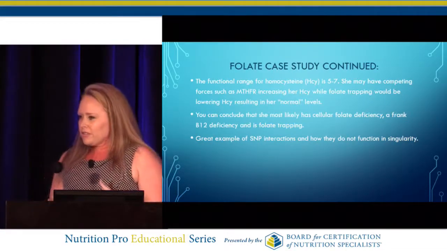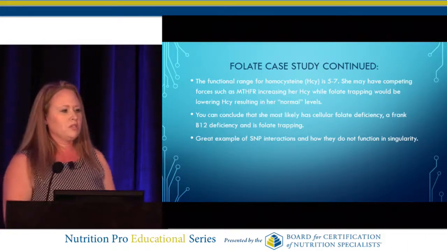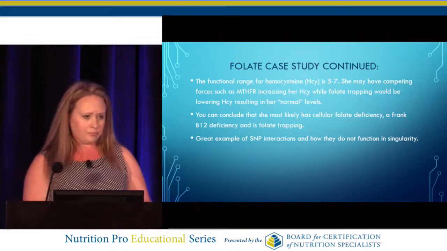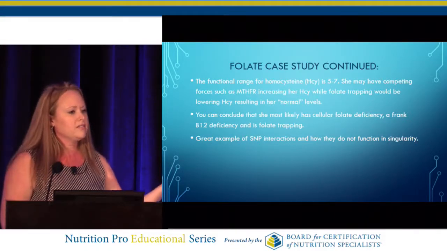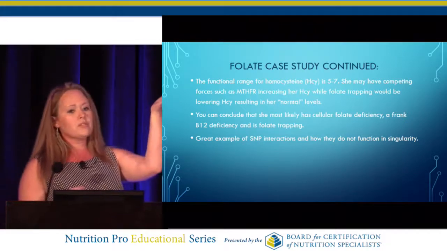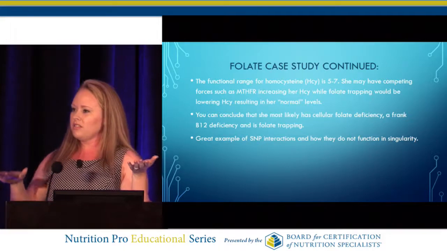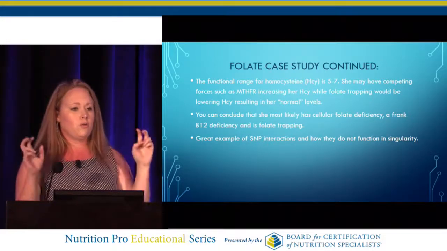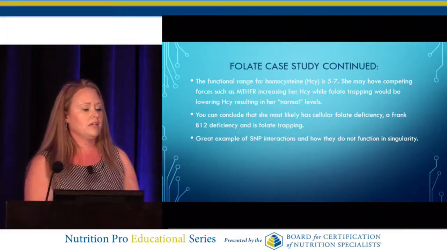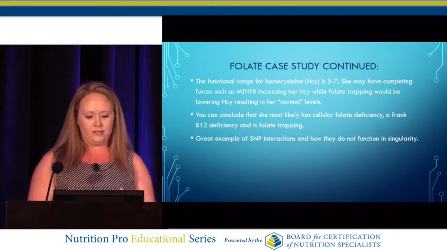There are functional ranges. So we have laboratory ranges and functional ranges. The functional range for homocysteine is between 5 and 7. So she may actually have MTHFR C677T, which would be increasing her homocysteine levels, while also folate trapping, meaning that she would be decreasing her homocysteine levels. So here we have a picture of a quote-unquote normal level of homocysteine, and actually there's a whole lot of mess going on underneath of there.